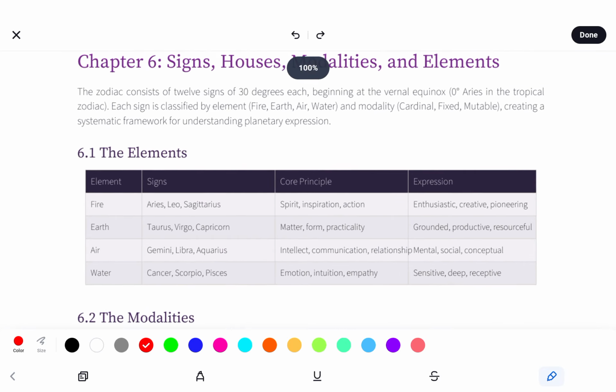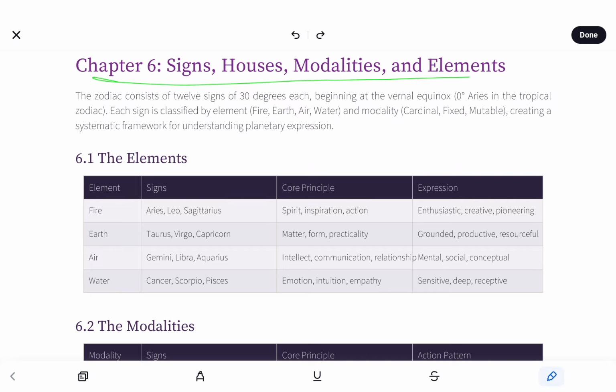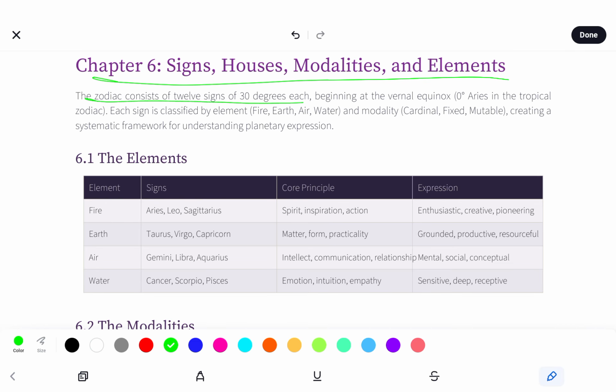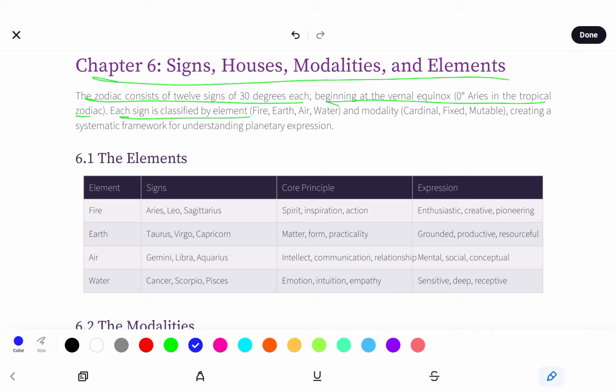Alright, let's talk about signs, houses, modalities, and elements. So the zodiac consists of 12 signs of 30 degrees each, beginning at the vernal equinox, 0 degrees Aries in the tropical zodiac. Each sign is classified by element, whether fire, earth, air, or water, and modality, whether cardinal, fixed, or mutable, creating a systematic framework for understanding planetary expression.